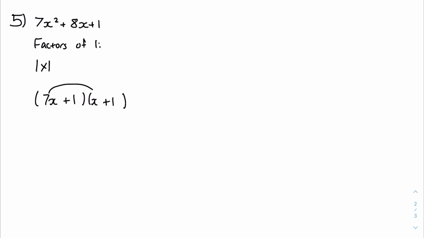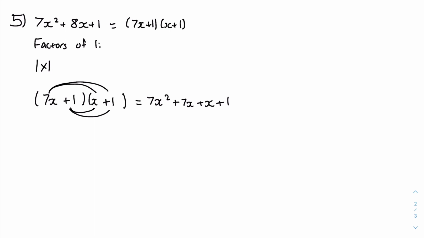We can check this by expanding out our double brackets. 7x multiplied by x is 7x squared. 7x multiplied by 1 is 7x. 1 multiplied by x is x. And 1 times 1 is 1. So that means that our answer to this one is (7x plus 1)(x plus 1).